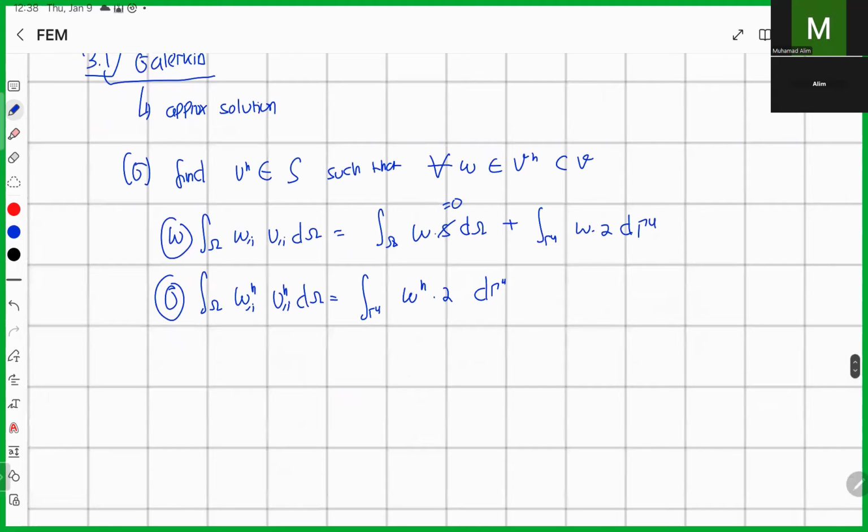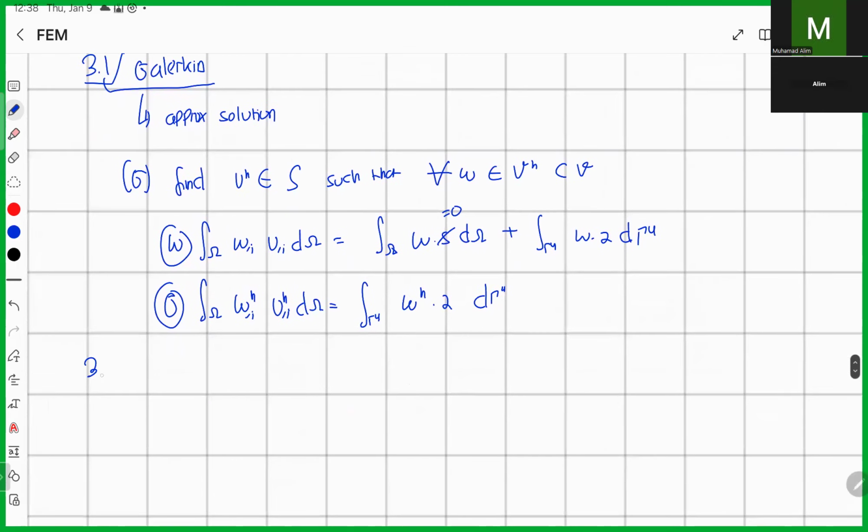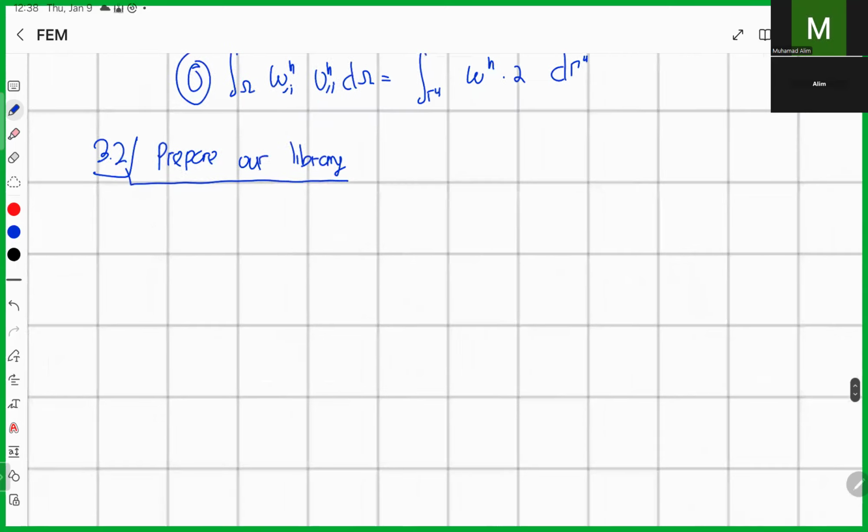And then after we obtain the Galerkin form, now we want to prepare our library. So what does it mean by saying the library? The library here means all the variables that we're going to use to solve our equations here.